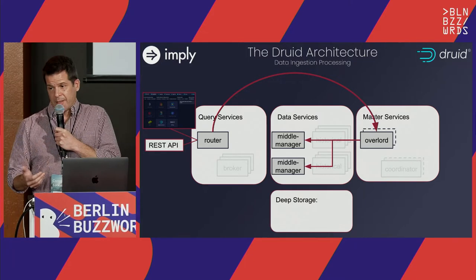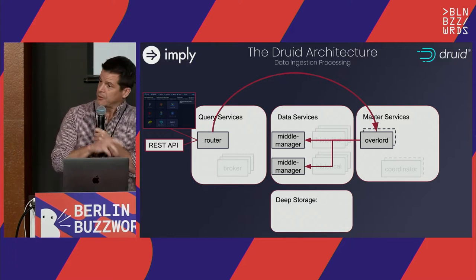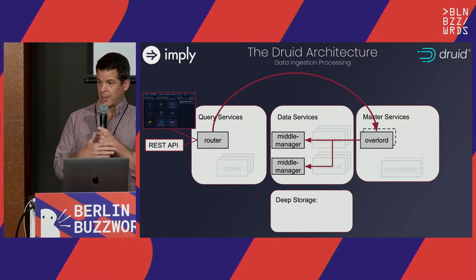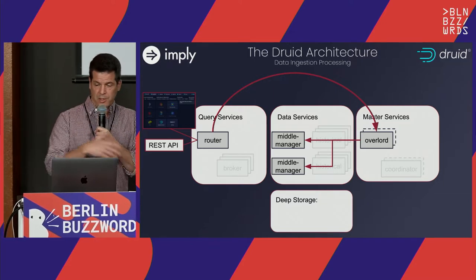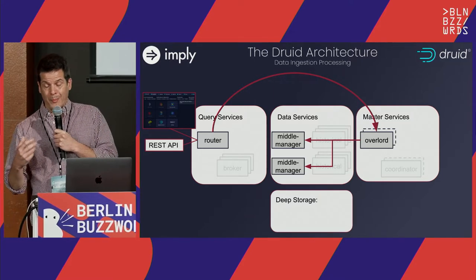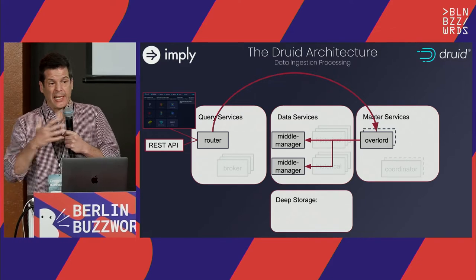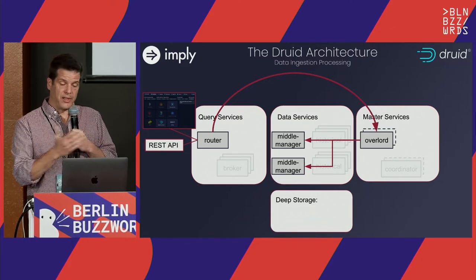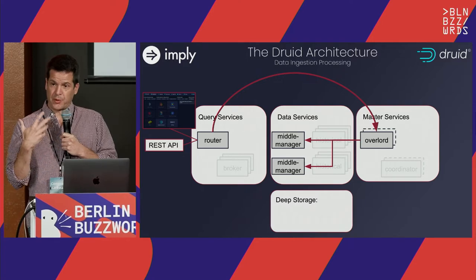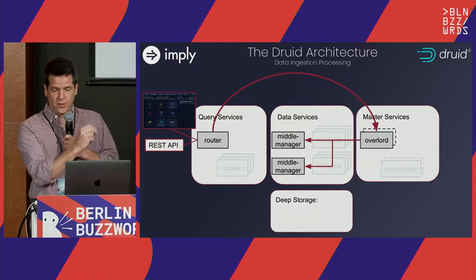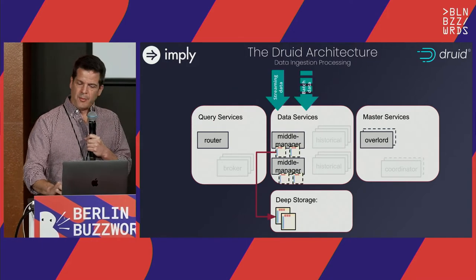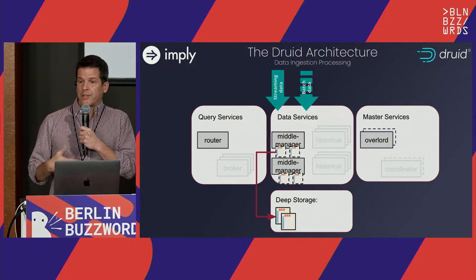The router's job, as its name indicates, is to route the request to the appropriate microservice in the whole cluster. So in this case, if it's an ingestion, it routes it to the overlord. The overlord plans the ingestion. This means splitting up the work among all the available middle managers that actually do the ingestion, and submits those subtasks to the middle managers. The middle managers then do what they're told, right?